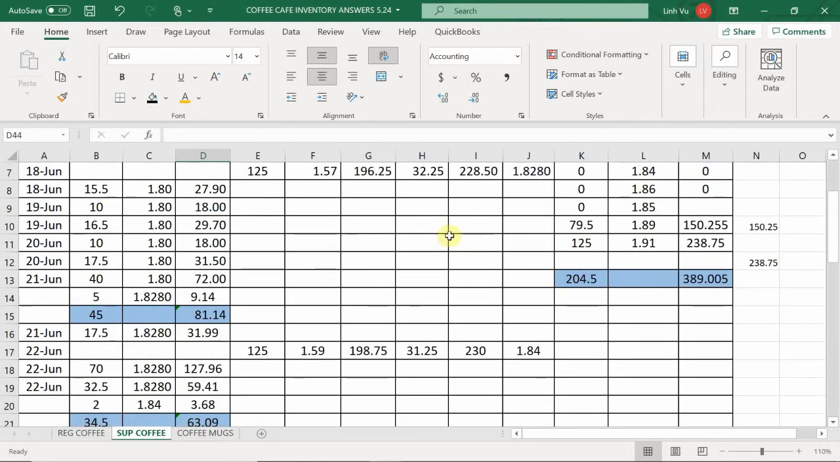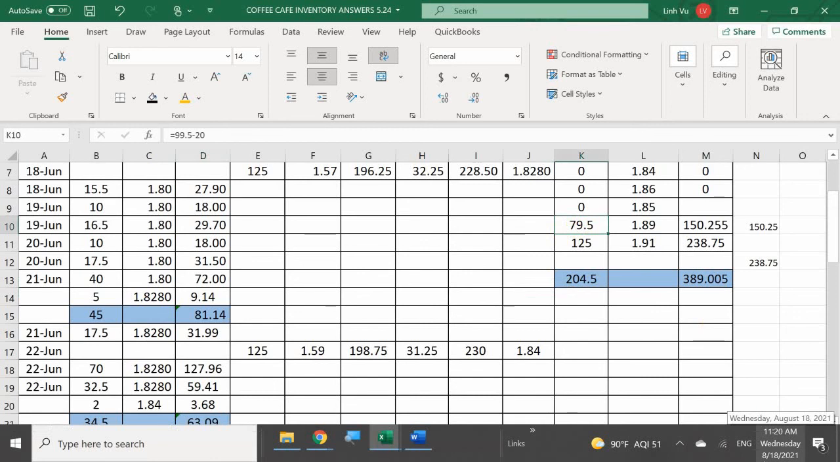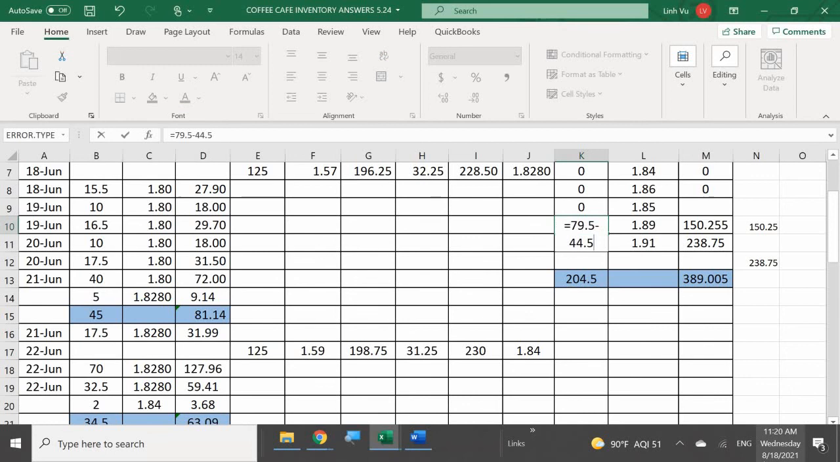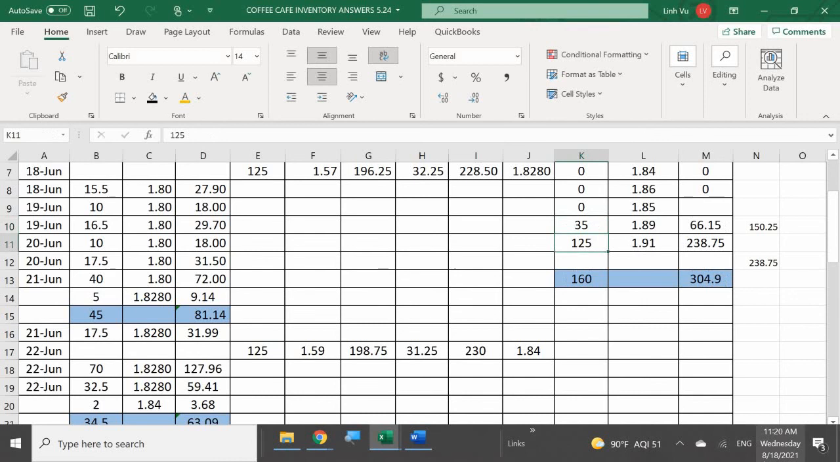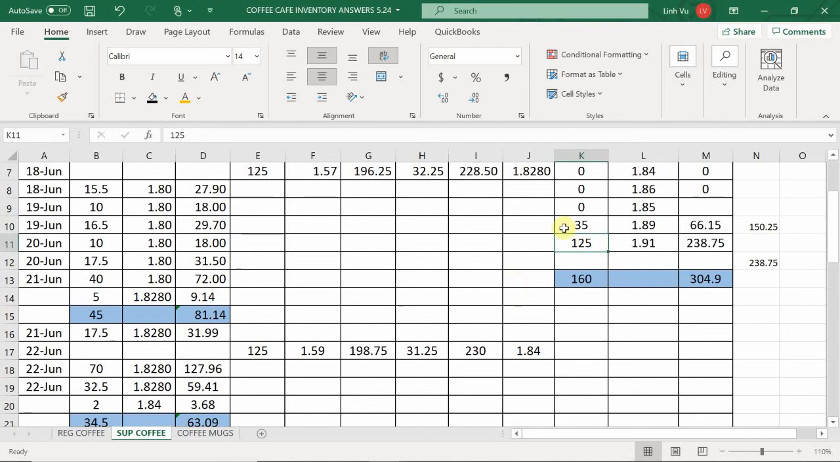Okay. So in this case, we have 79 and a half minus 44 and a half. That leaves us how much left? 35. 35 pounds left. And let's see, it gave us a total of 66.15. Now, hold on. This one might actually be different because we started off with 150.20. Hold on, let me do that again. So 79 and a half is 150.25, right? And now we're down to 35.